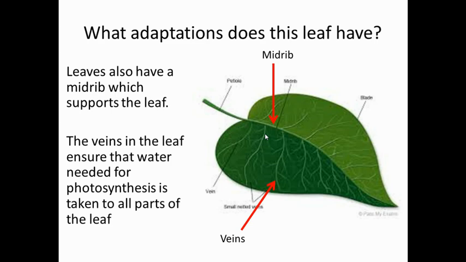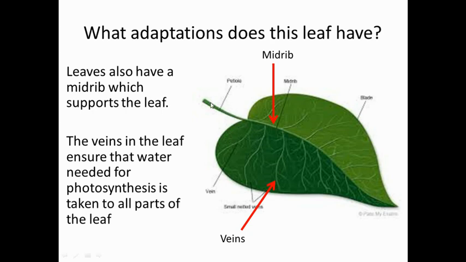Now this was a question that a couple of people got a bit muddled up on, so they put that the veins support the leaf. Actually, if you feel a leaf, it's only the midrib that's quite firm. The rest of it is quite flexible, and that's because the veins actually are ensuring that the water is getting around the leaf rather than supporting it, okay?